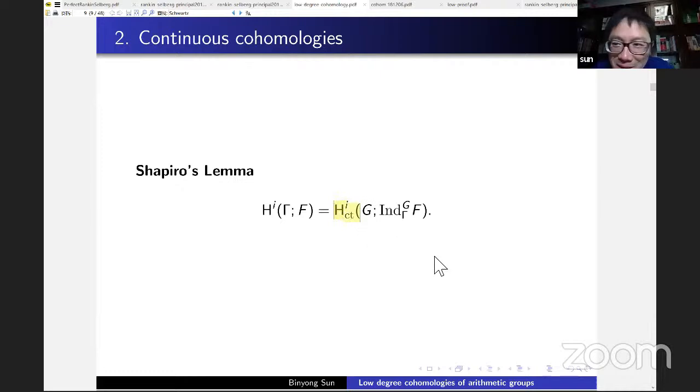This continuous cohomology may not be that well known. So in this part, let me explain the definition of this continuous cohomology. Any question up to now?